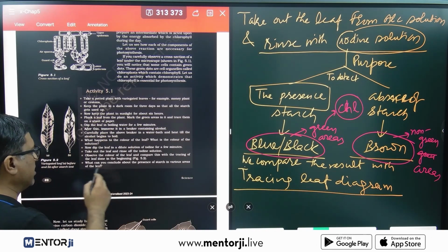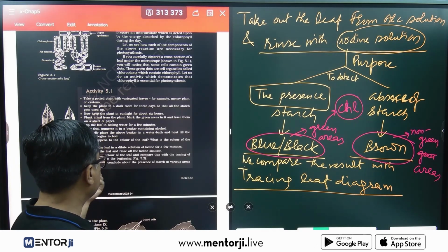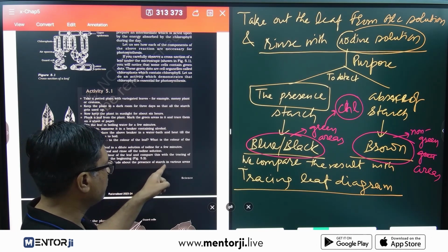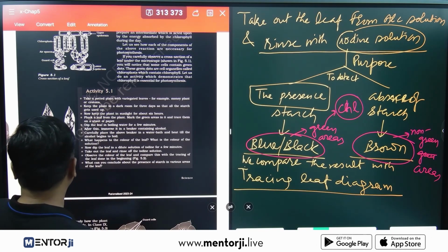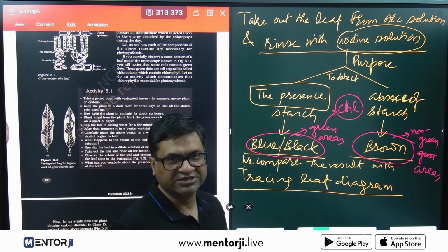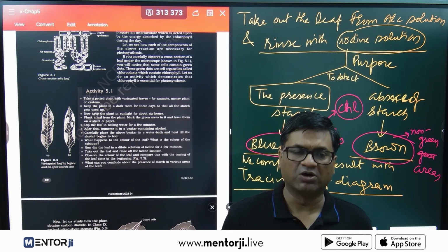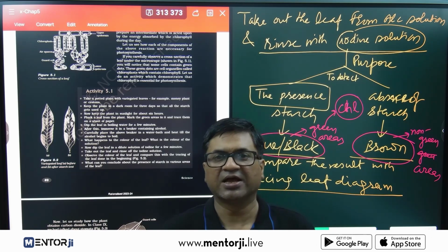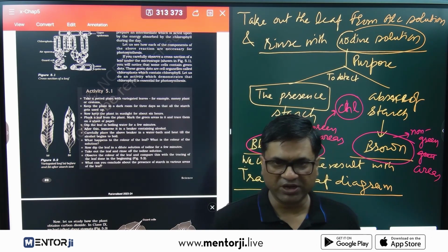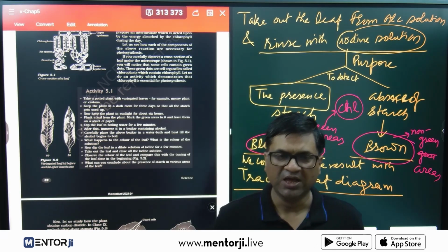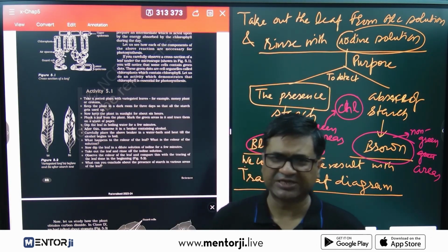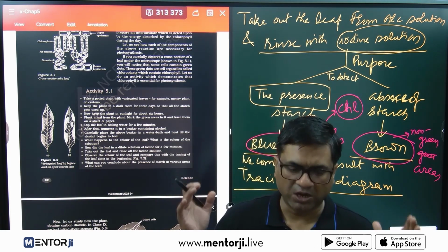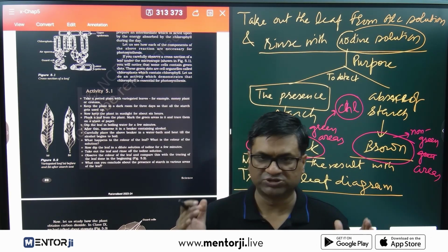A similar question is there in the activity: what can you conclude about the presence of starch in various areas? Here you write: in green areas there is a presence of chlorophyll because photosynthesis takes place here and blue-black color appears. But in the non-green areas there is no chlorophyll, hence brown color appears after putting iodine solution, and that confirms chlorophyll is necessary for photosynthesis.